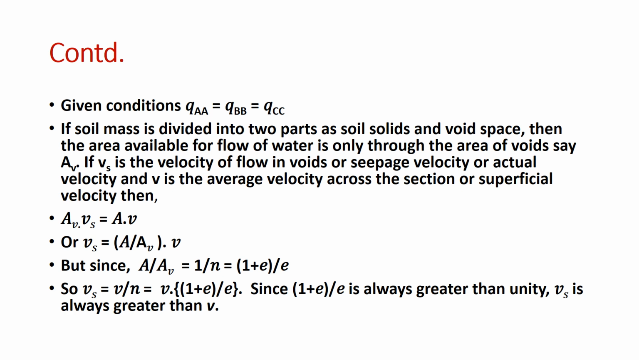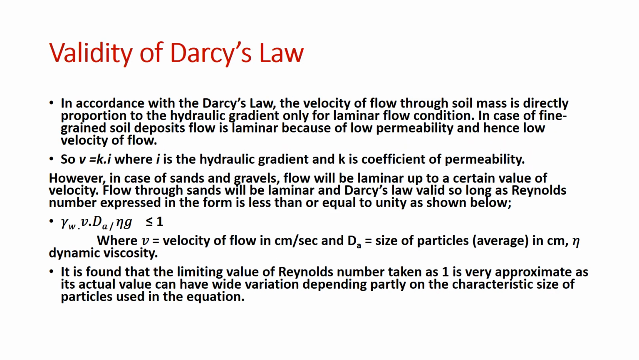area of voids into Vs will be equal to total cross-sectional area into v, or Vs will be A upon Av into v. But then we know that A upon Av is equal to 1 upon porosity, which can also be equated as (1 plus e) upon e, in terms of voids ratio. So Vs will be equal to v upon n, or v into (1 plus e) upon e, and we know that (1 plus e) upon e is always greater than 1. So this Vs is always greater than v. So this is basically what we are using.